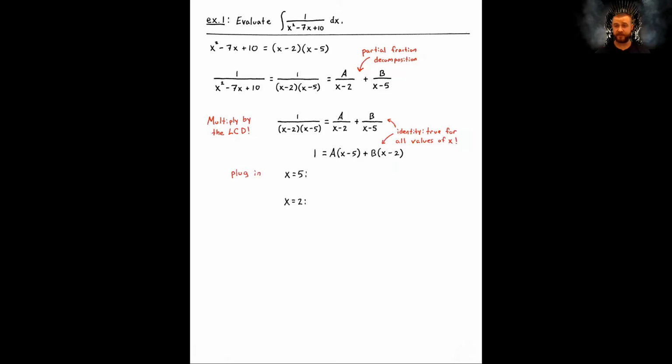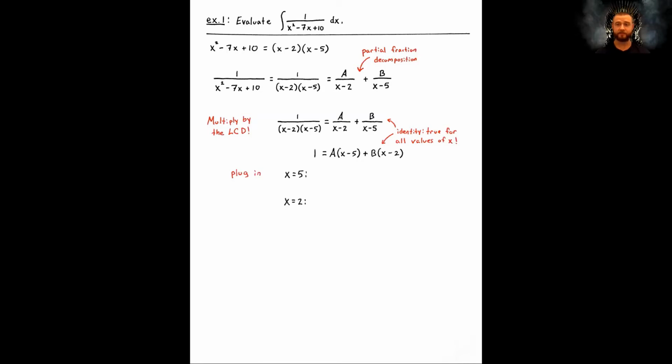Now, the advantage of thinking of this as an identity is we can plug in any value for x. One of the nice things about the case of distinct linear factors is that every linear equation has a solution. So we're going to choose appropriate values for x to make each linear factor individually evaluate to 0. So basically just think, what value of x can I plug in to make each linear factor become 0? Well, here we have two values. Plug in x equals 5, and then plug in x equals 2.